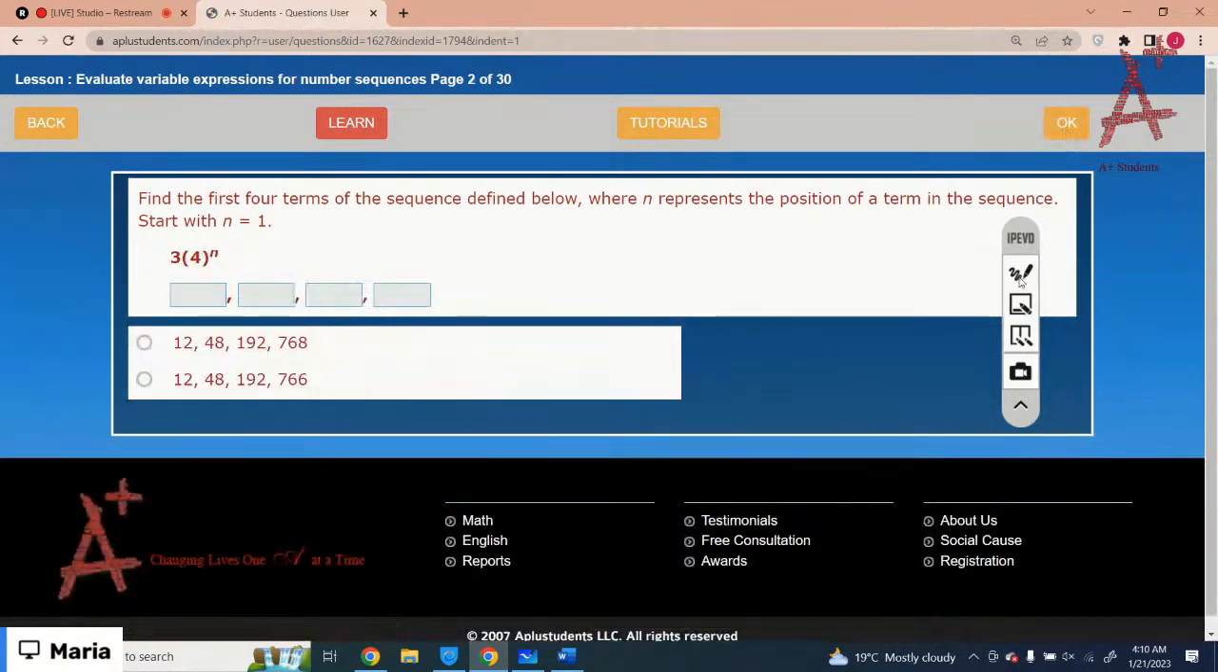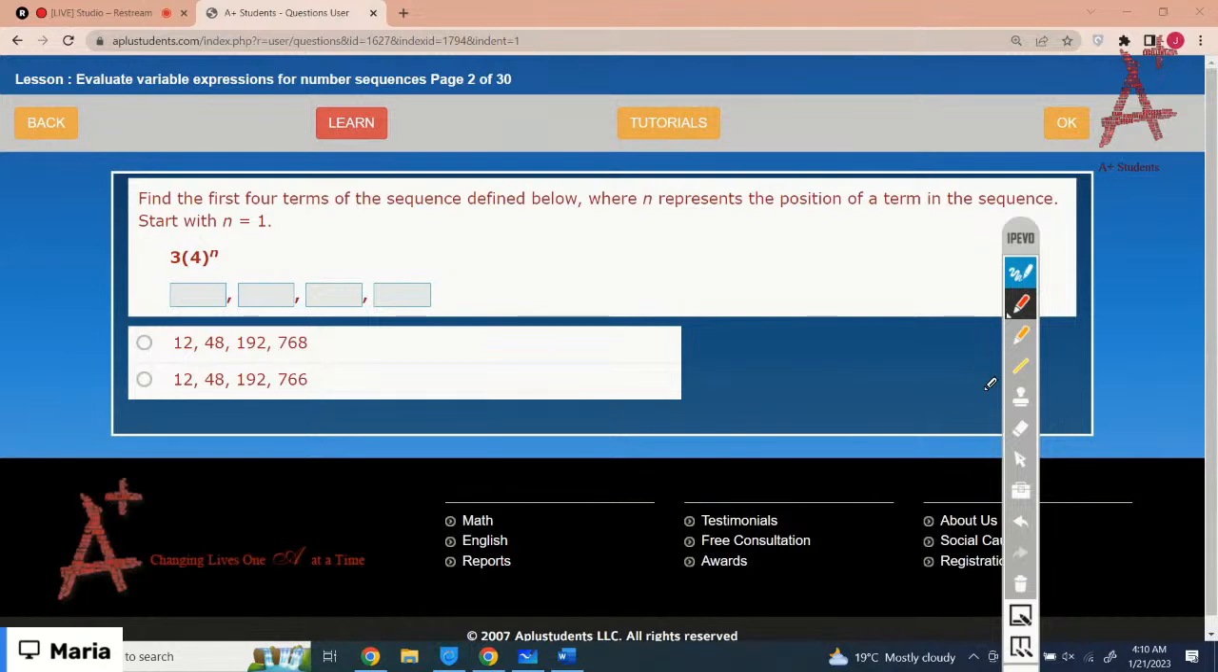Okay, the next one is find the first four terms in the sequence defined below, where n represents the position of a term in the sequence. So that is 3 times 4 exponent n. Got it? So replace the n with 1. It would be 3 times 4 exponent 1. 4 exponent 1 is 4, and 4 times 3 is 12. So the first one is 12.